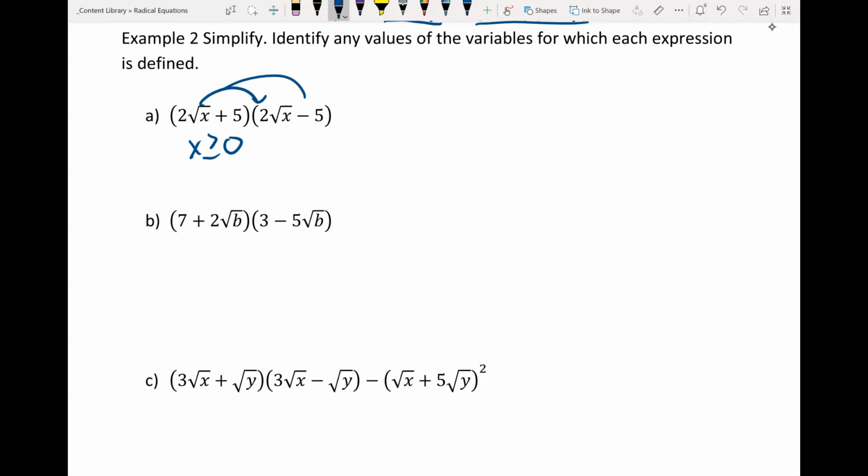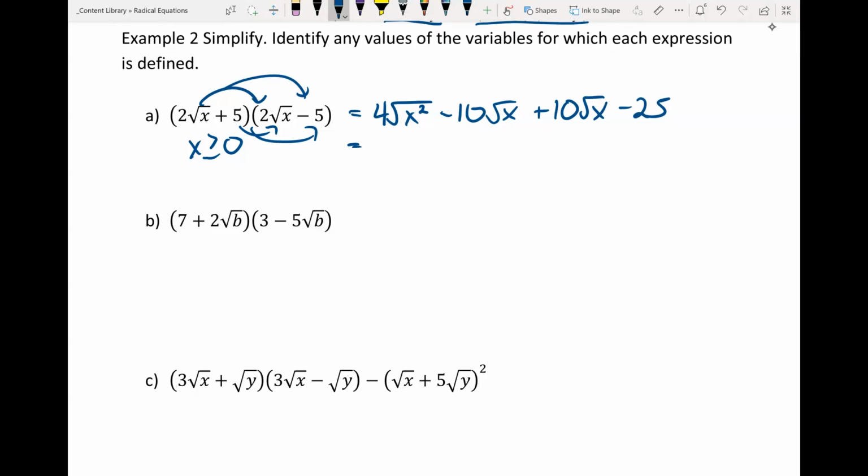And then we're going to follow the same process as what we've done before. 2 times root x multiplied by 2 times root x. This is 4 root x squared. Then we have 2 root x times negative 5. Negative 5 times 2 is negative 10. And then we leave the root x alone. Then we have 5 times 2 root x. Again, we get 10 root x, but this time is positive. And lastly, 5 times negative 5 is negative 25.